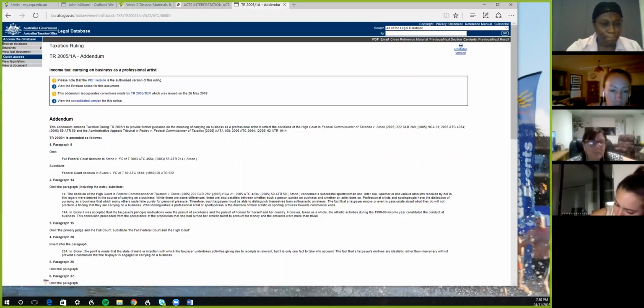Okay, so what we talked about in that Commonwealth legislation is the overview, the simplified outline, section 1A. We had a look at the jurisdiction of the courts, section 15, and we've discussed that decision of Stone. I'll stop the share now.